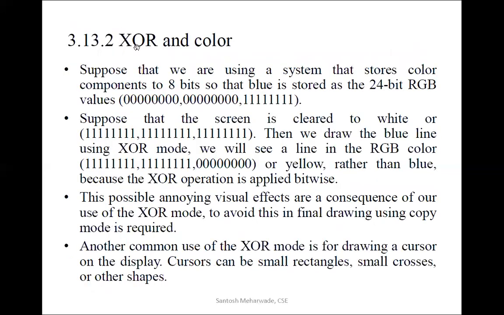You can see here XOR and color. Assume that we are using a system that stores the color components in 8 bits each, so that blue is stored as 24-bit RGB, meaning each of red, green and blue consists of 8 bits. Now I want to draw a blue line. So red is 0, green is 0, blue is 1. That is my primitive, the blue line that I want to draw.